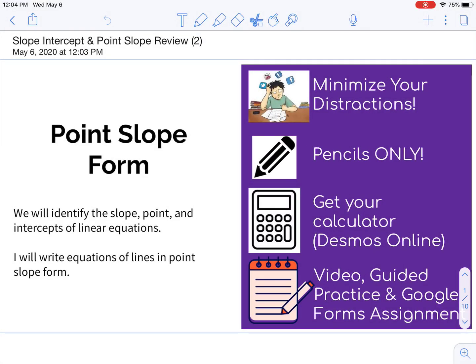Okay, this week we are going to do some review with the slope intercept and the point slope form and make sure that we can identify the slope, the point, and the intercepts of linear equations. For right now, let's make sure that we've minimized our distractions. We've got pencils out. You can get your Desmos online calculator out, and this is your video, and you've got your guided practice and your Google Forms assignment.